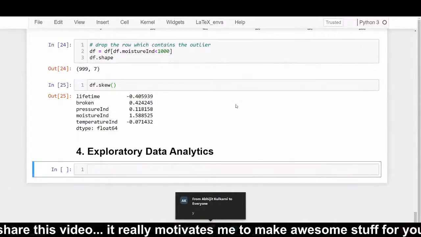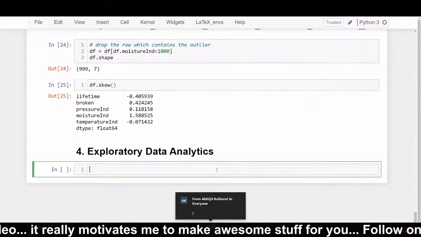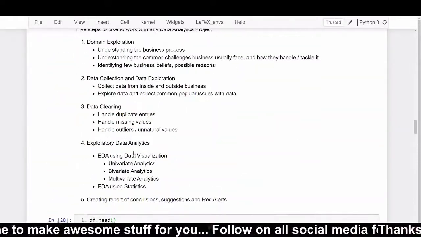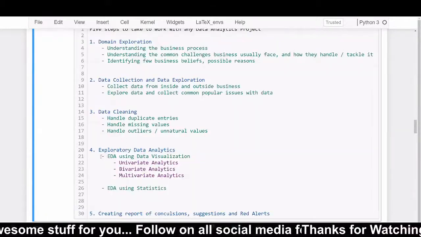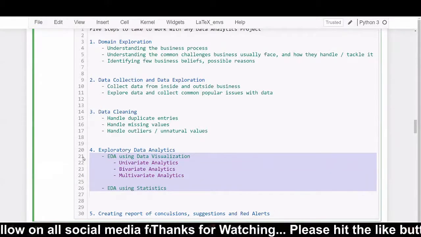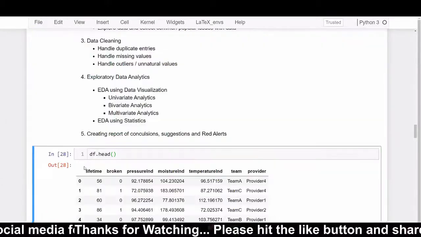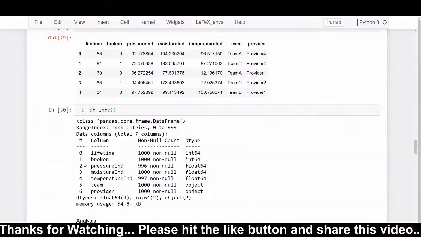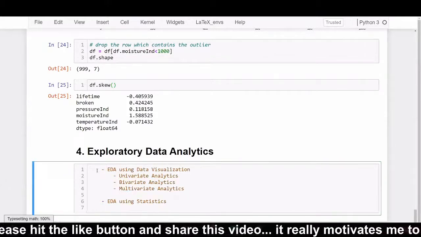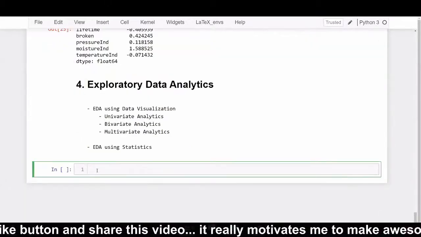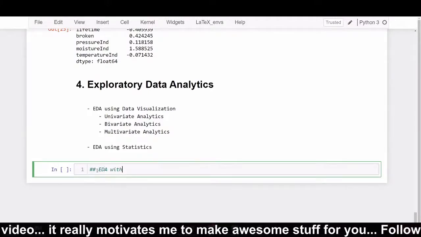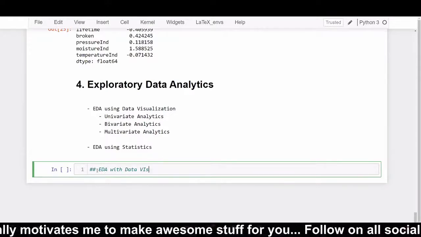Right. So we're now starting with the idea of EDA, that is exploratory data analytics. As we already discussed, there are two methods to perform EDA, which include EDA with data visualization, and the other is EDA with statistics, right? So these are the two primary methods to implement EDA, which is exploratory data analytics, right? So we're going to be implementing these two things, and this is what we're going to be doing in this data set. So first, we're going to be starting with EDA with data visualization.